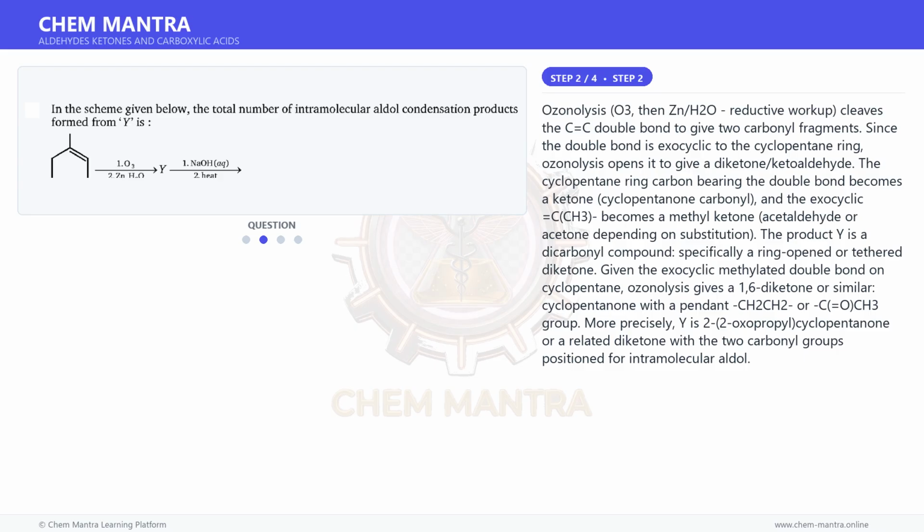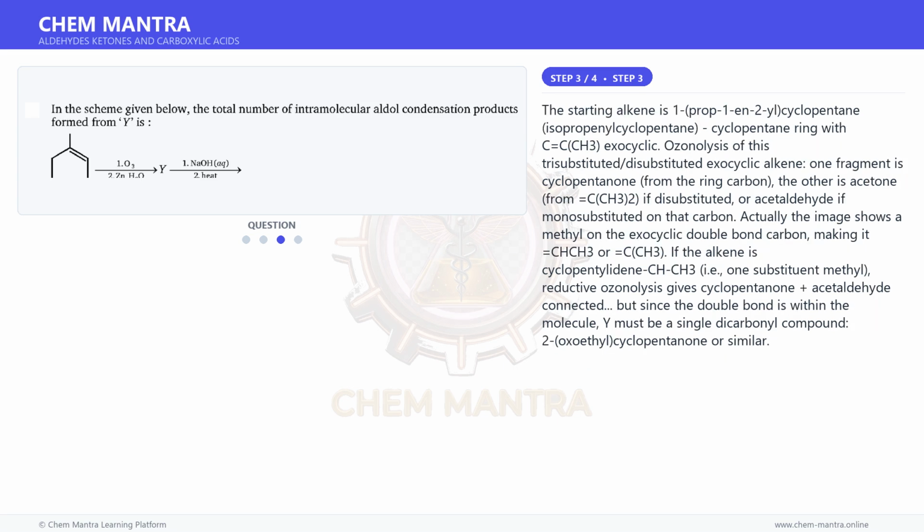The product Y is a dicarbonyl compound, specifically a ring-opened or tethered diketone. Given the exocyclic methylated double bond on cyclopentane, ozonolysis gives a 1,6-diketone or similar, cyclopentanone with a pendant CH2 or C=O, CH3 group. More precisely, Y is 2-(2-oxopropyl)cyclopentanone or a related diketone with the two carbonyl groups positioned for intramolecular aldol. Moving on to the next step.